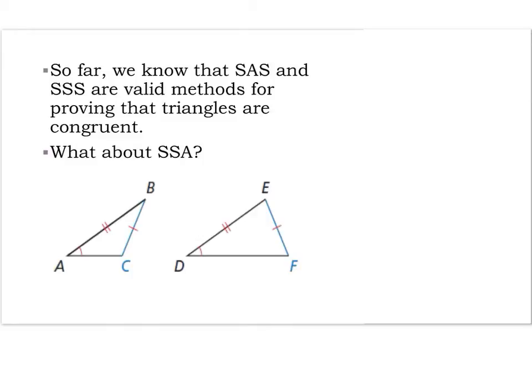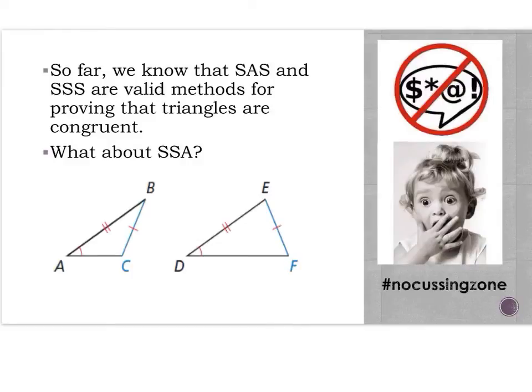Because of these 2 examples, we for sure can conclude that side-side angle is not always a way to prove triangles congruent. So one way to remember that this one won't work is, how about you rearrange those letters? Dope! That spells a bad word. So just remember, this is a no cussing zone. So SSA, or in other words ASS, will not work to prove triangles congruent.